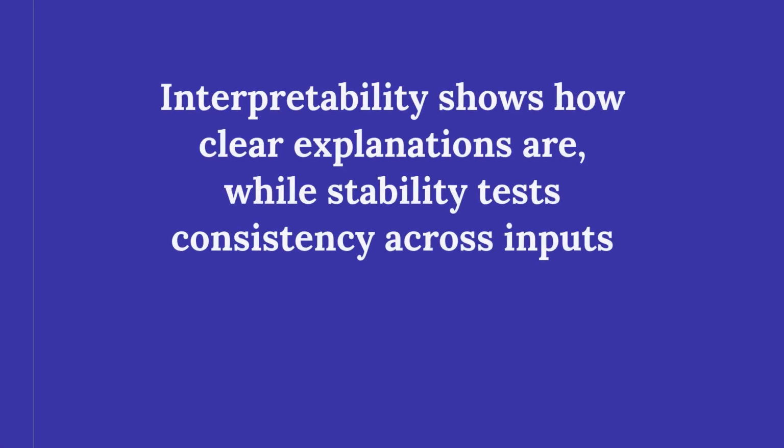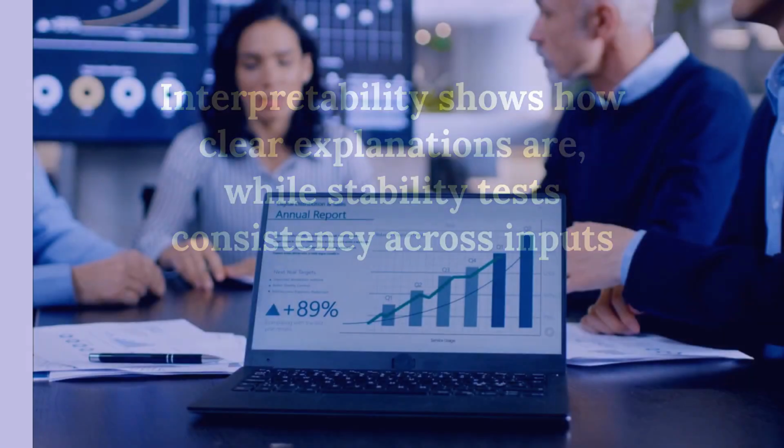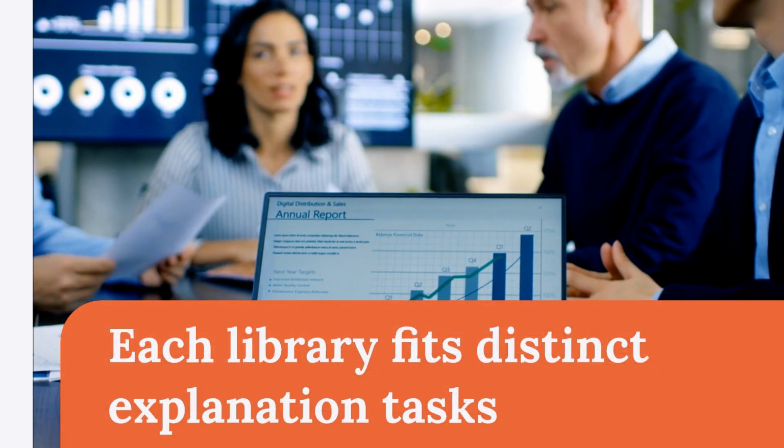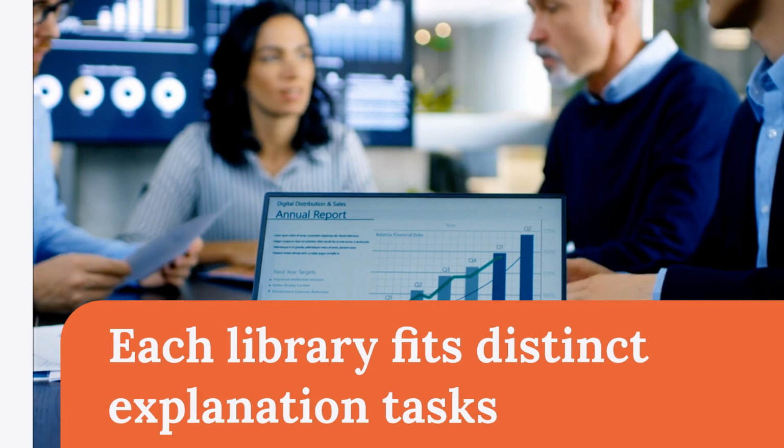Interpretability asks how easily a human can understand the explanation. An example is a SHAP bar plot ranking feature contributions in a classification task. Stability checks consistency across similar inputs. SHAP is described as consistent across slight variations, while LIME may be less stable because it relies on local surrogate models. These profiles explain why each library suits different explanation tasks.